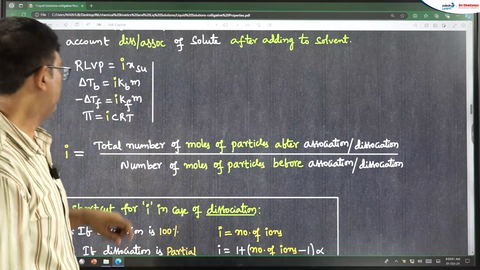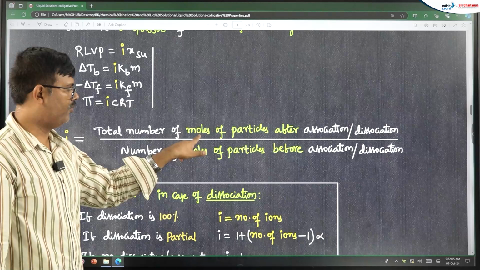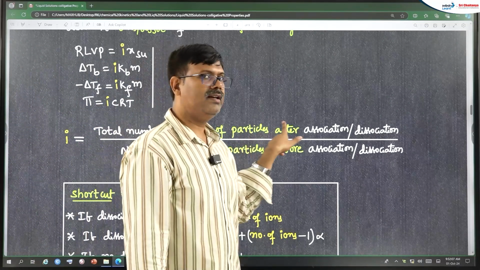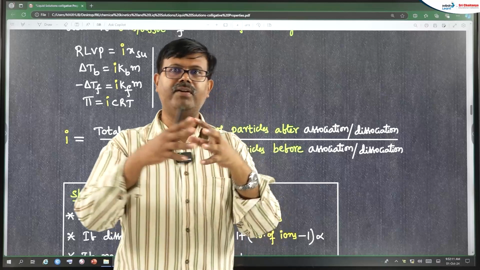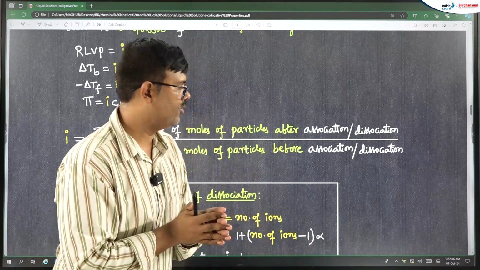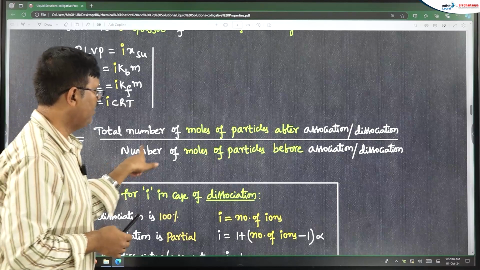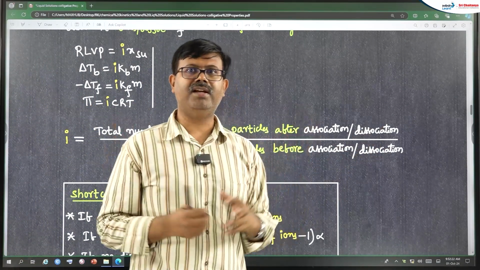Now remember, Van 't Hoff factor I is calculated like this: total number of moles of particles after dissociation or association, meaning after breaking, how many total moles are there in the beaker, in the solution, divided by number of moles of particles before association or dissociation.